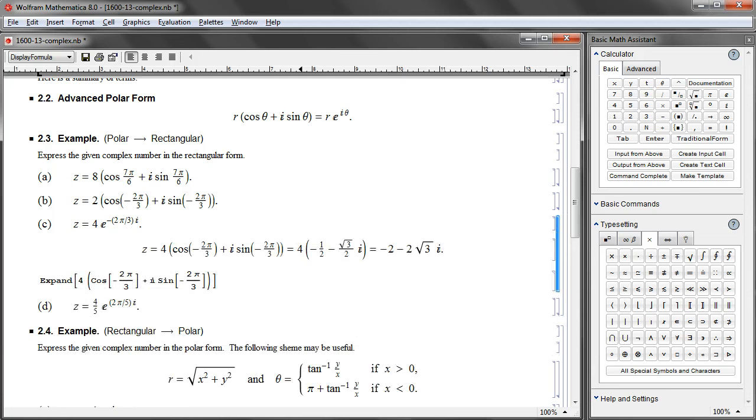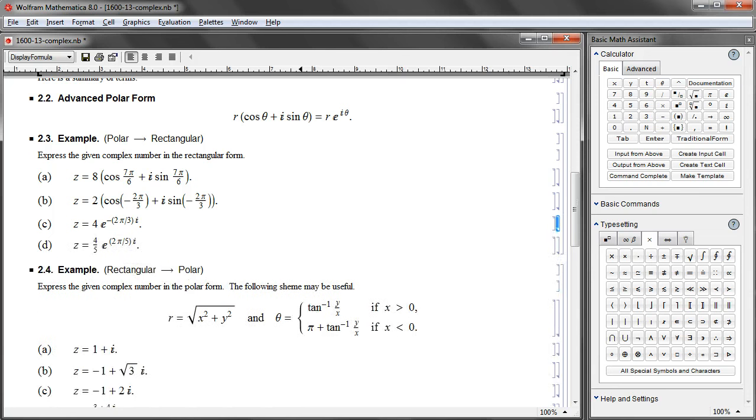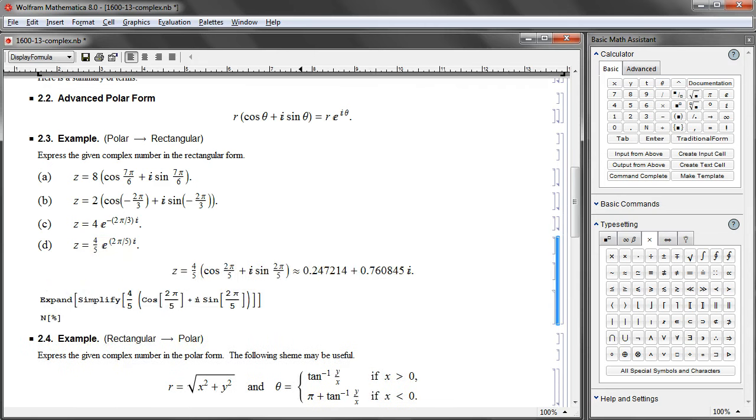The final problem is done in pretty much the same fashion. This is not a basic angle, so you may have to use a calculator. If you use symbolic computation, by the way, it will have something to do with the square root of 5, but it doesn't really matter here. All you have to do is use the calculator, distribute out, and that's it.